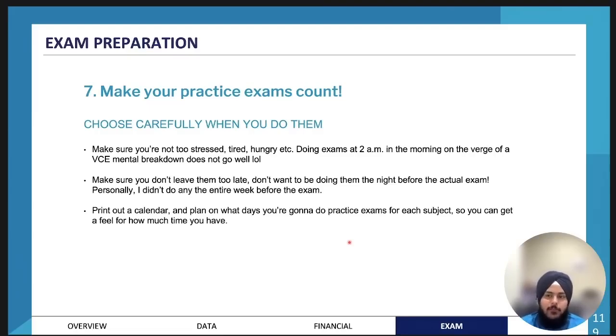So at the beginning, this might not really make sense, but as you get closer and closer to the exam, try to do them extremely under exam conditions. So what I mean is, do them at the exact time when the exam is scheduled. So like if it's in the morning, do them in the morning. If it's in the afternoon, do them in the afternoon. Really try to replicate those conditions as best as possible.